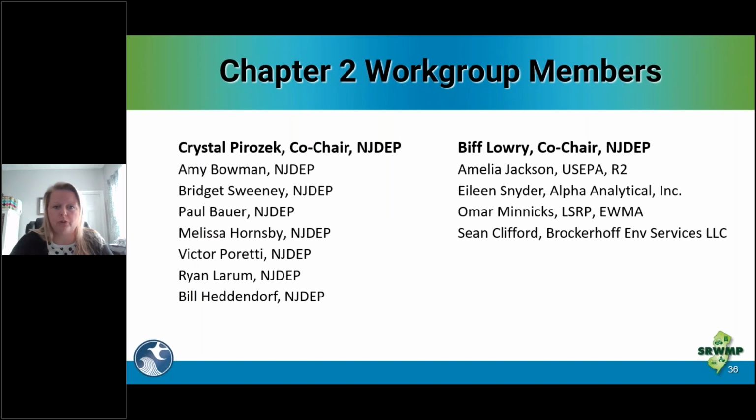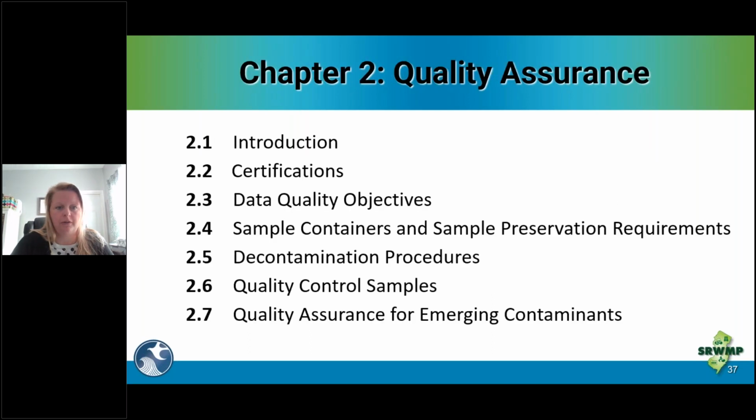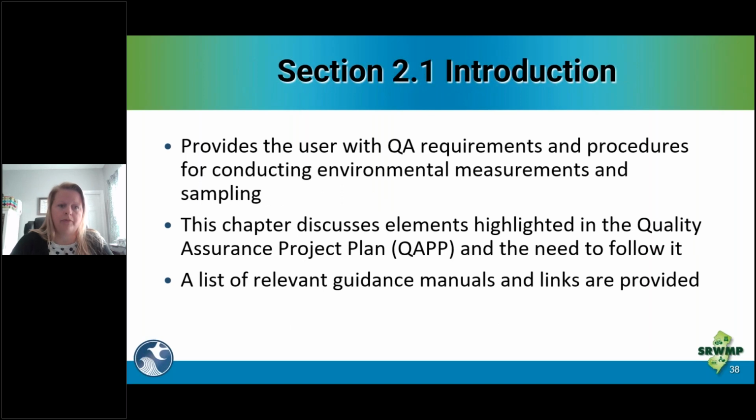Our next work group was for chapter two. This is a list of the chapter two work group members. And the layout of chapter two. 2.1 is the introduction, and it basically just says that it provides a user with the QA requirements and procedures for conducting environmental measurements and sampling. It discusses elements highlighted in the quality assurance project plan and why we need to follow it. And we also give a list of relevant guidance manuals and links.